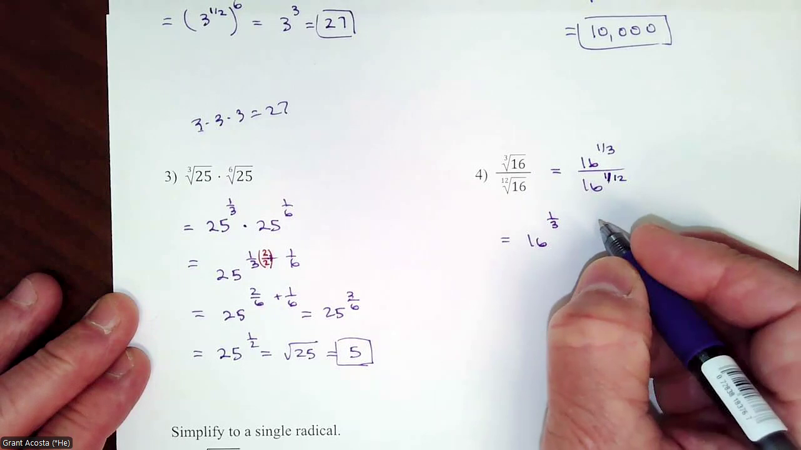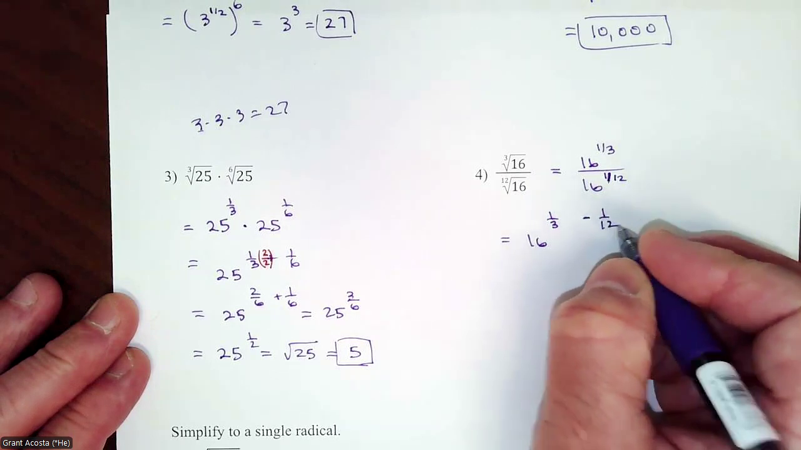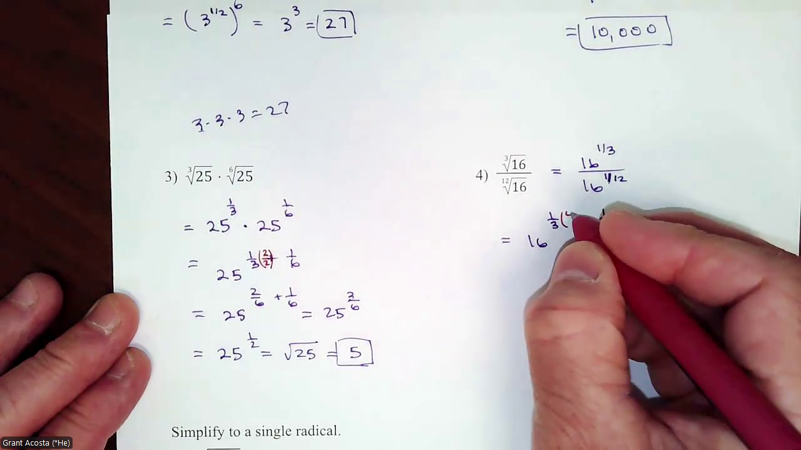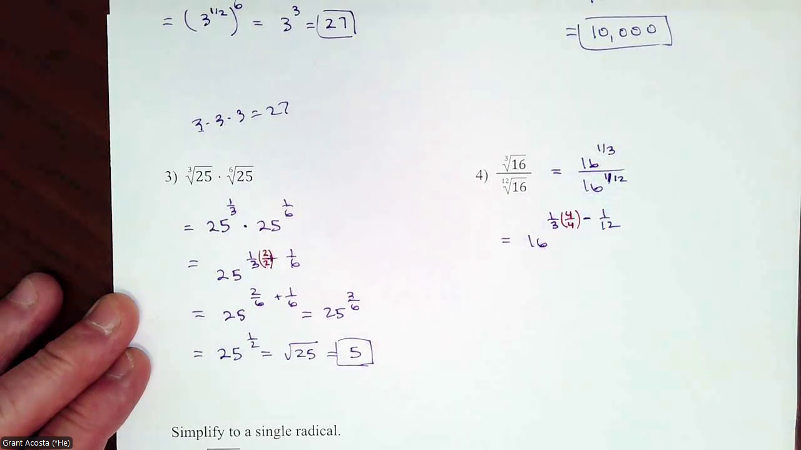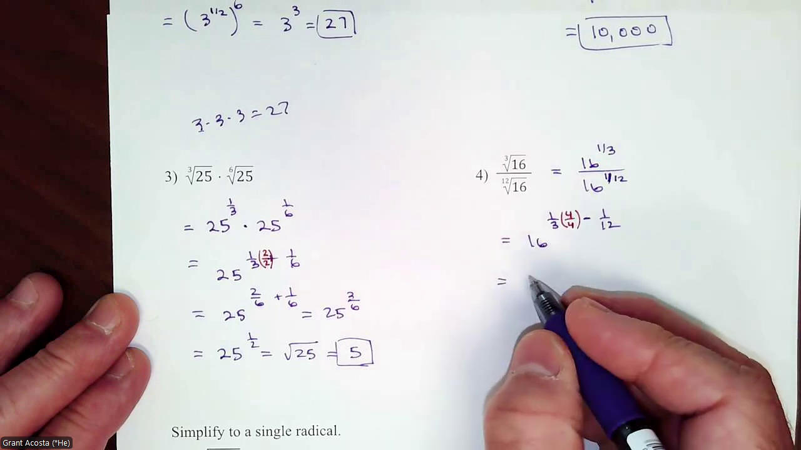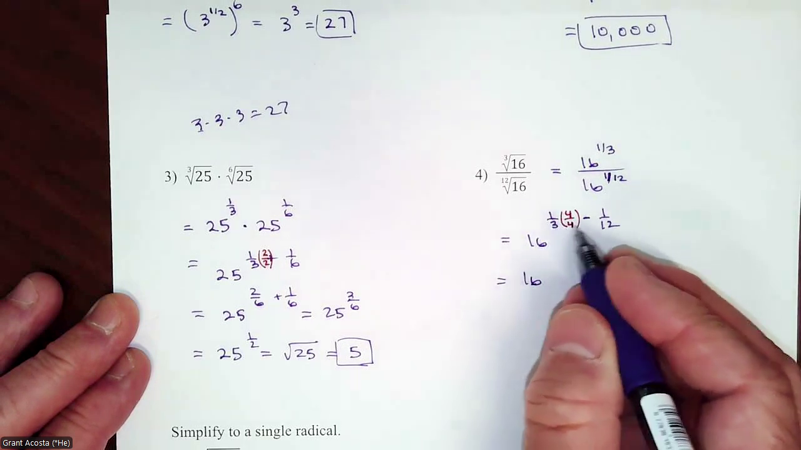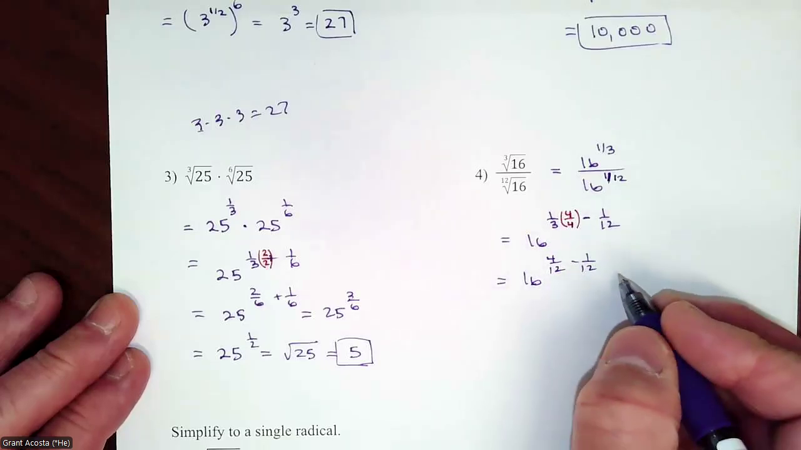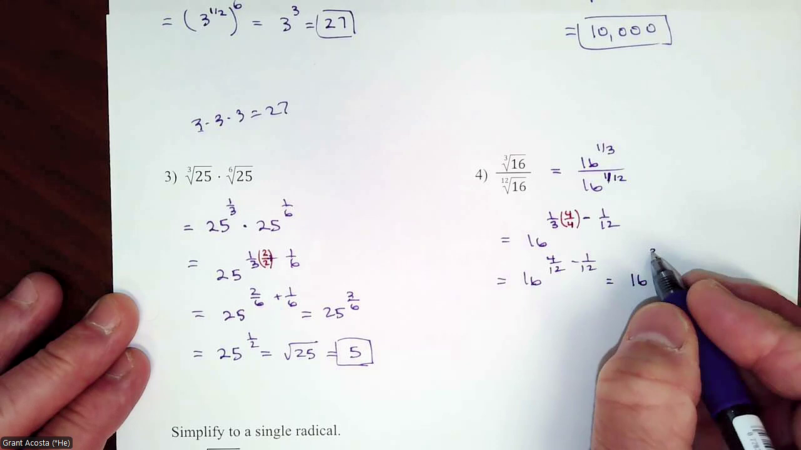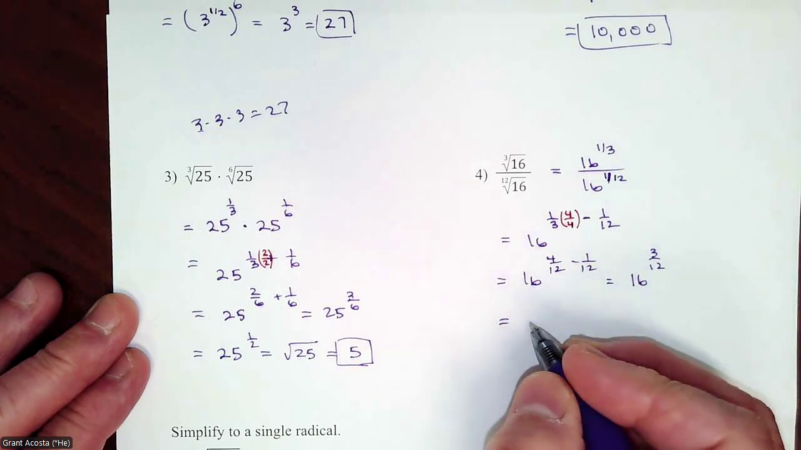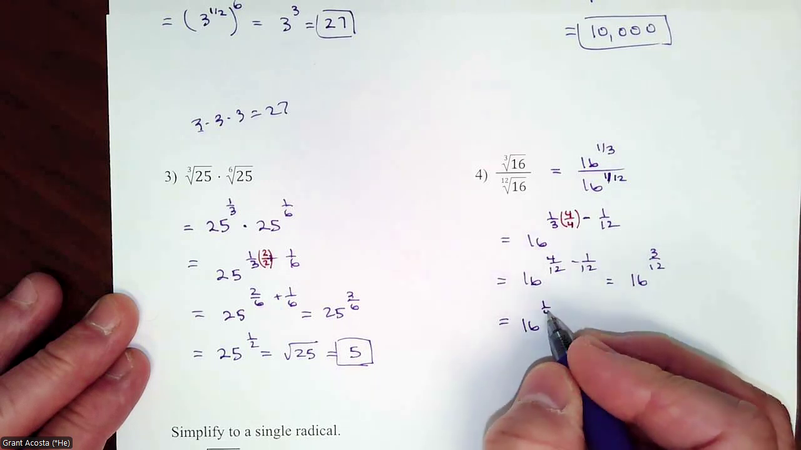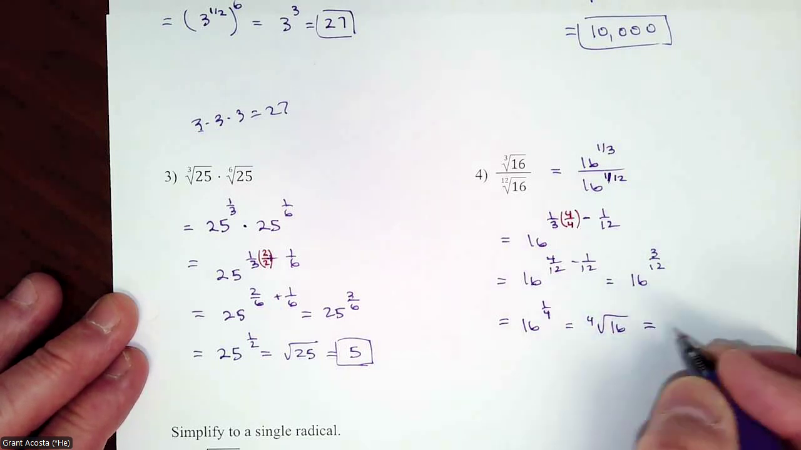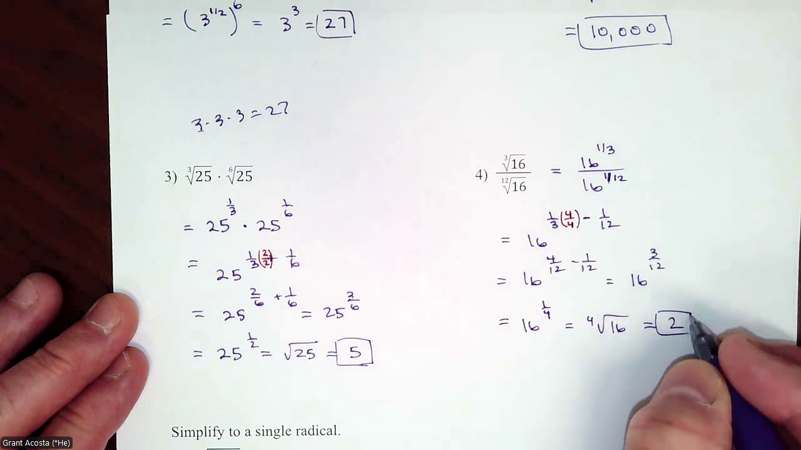So that's 16 to the 1/3 minus 1/12. We need a common denominator of 12, so I'll multiply this one top and bottom by 4. And I get 16 to the 4/12 minus 1/12, which is really 16 to the 3/12, which reduces to 16 to the 1/4, which is the same as the 4th root of 16, which I think we did earlier. That would be 2.